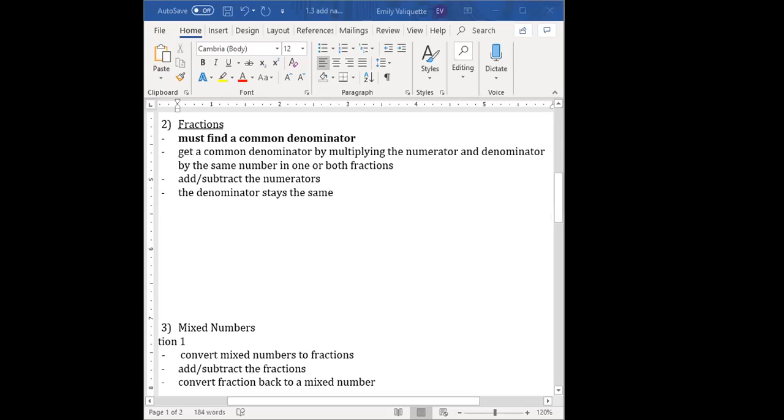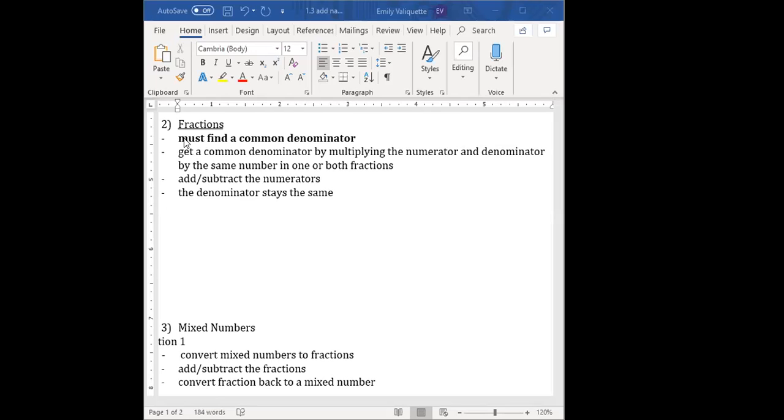Okay, the next thing we're going to do is adding and subtracting fractions. Now, the most important thing to remember when adding and subtracting fractions is that you have to have a common denominator. And we get a common denominator by multiplying both the numerator and the denominator, so the top and bottom of the fraction, by the same number.